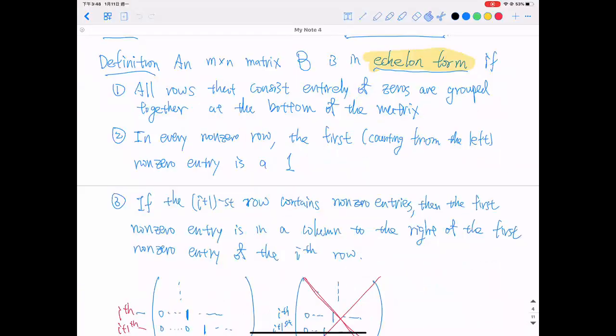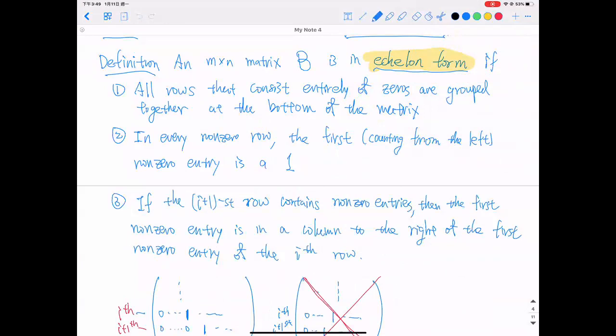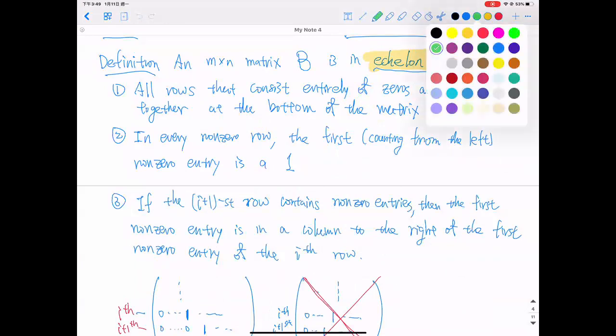Okay. Now, in the previous lecture, we've introduced the notion of a matrix being in echelon form. So let's recall what that means here, as in this definition.